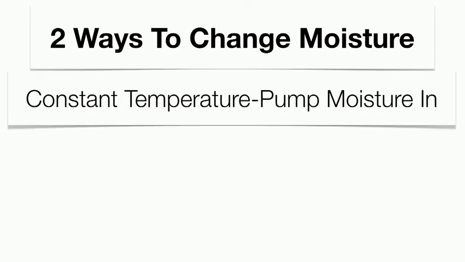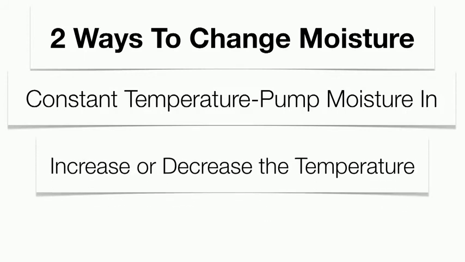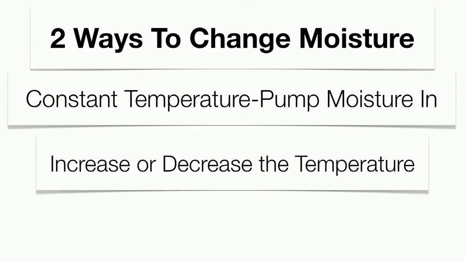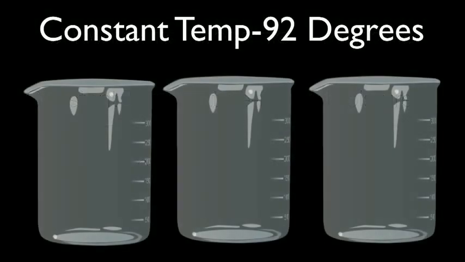There are two ways in which you could change the moisture content within the air mass. One way is keep a constant temperature. The second way is to increase or decrease the temperature. So you're going to change it. Let me show you. Constant temperature, 92 degrees. Well, that doesn't really occur outside too much, but inside your home or inside your apartment, you can regulate the temperature. You can keep it at a constant temperature really throughout the entire day.